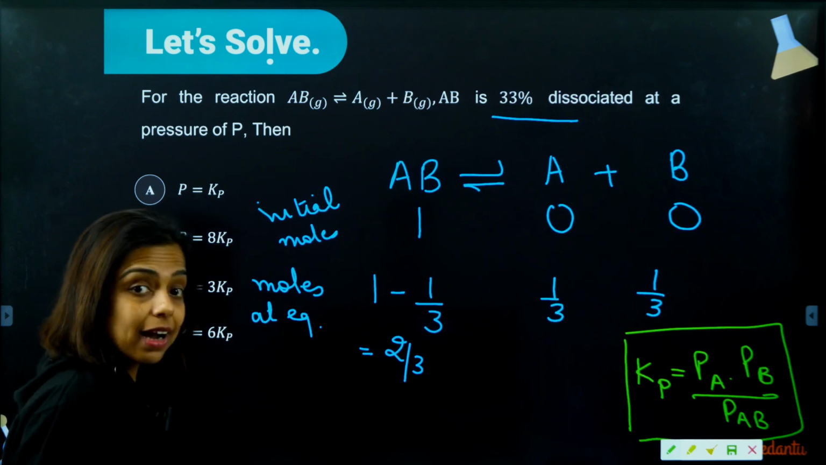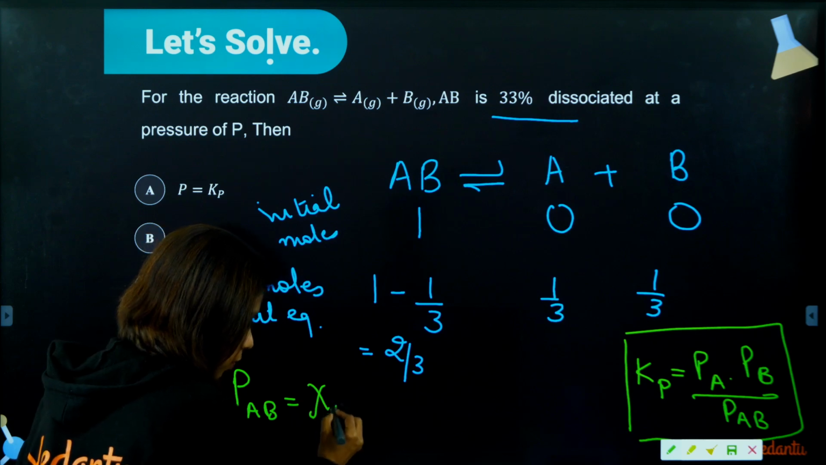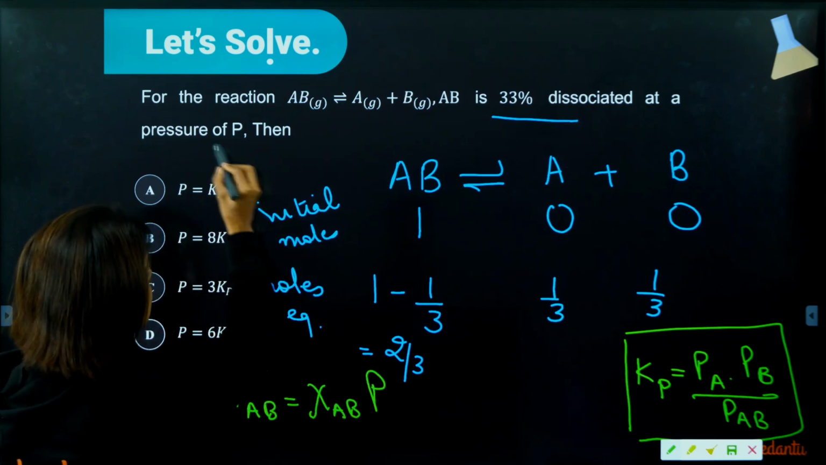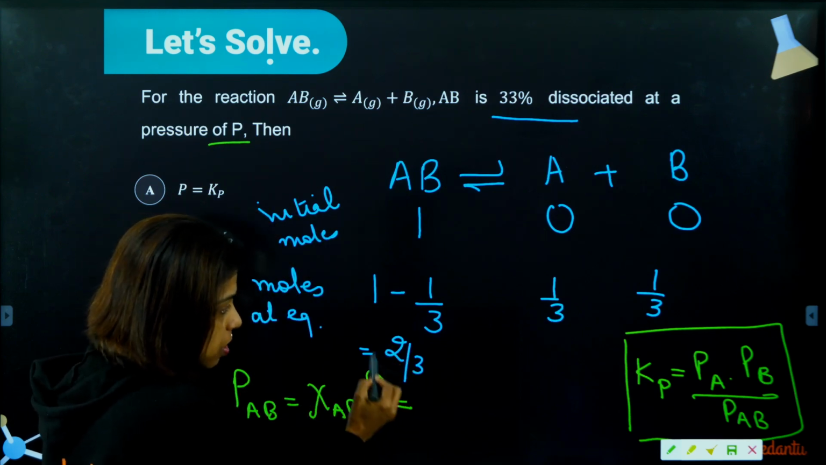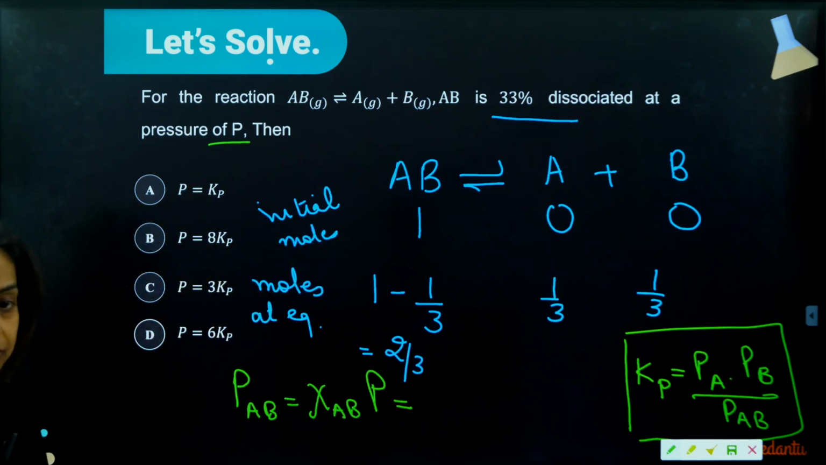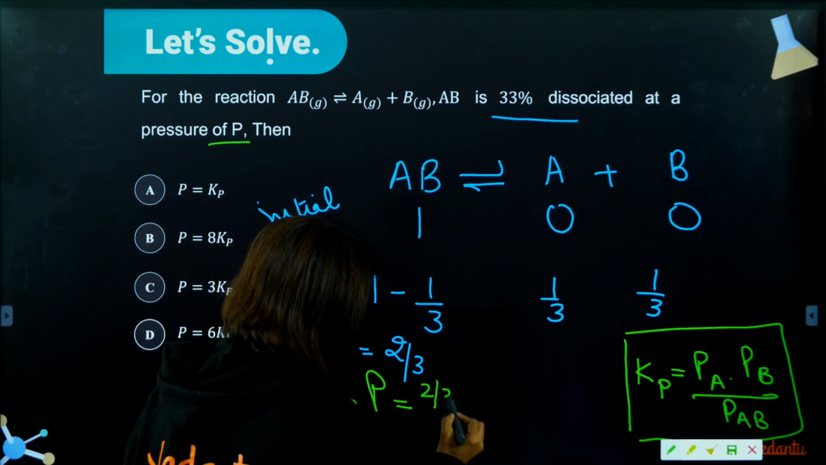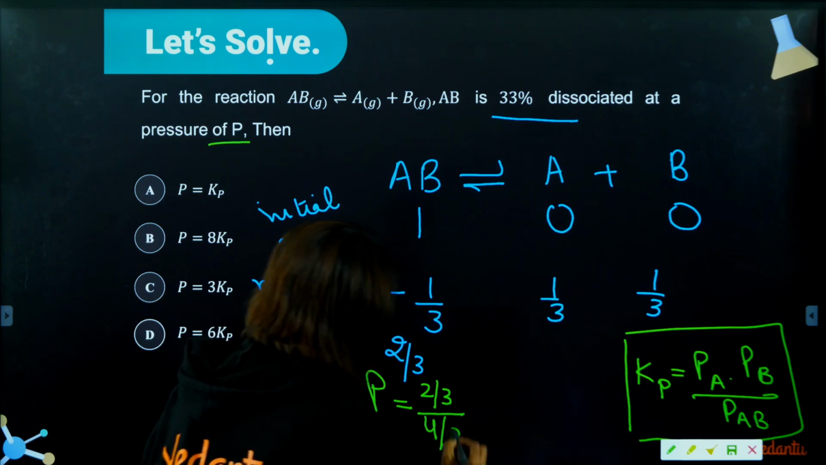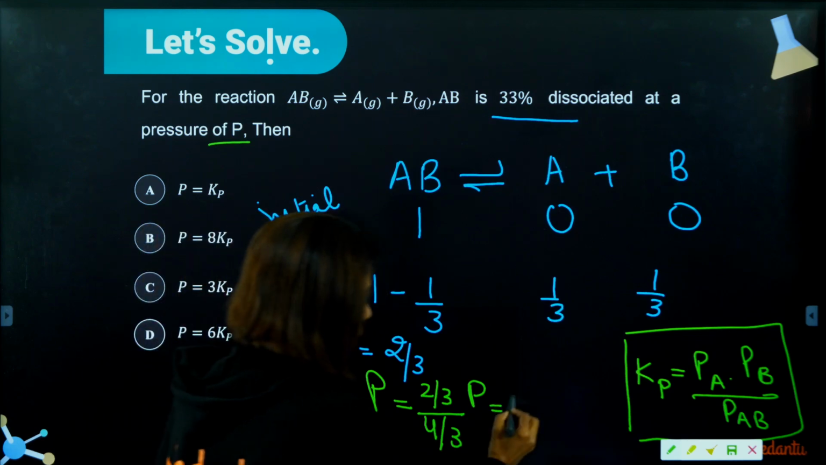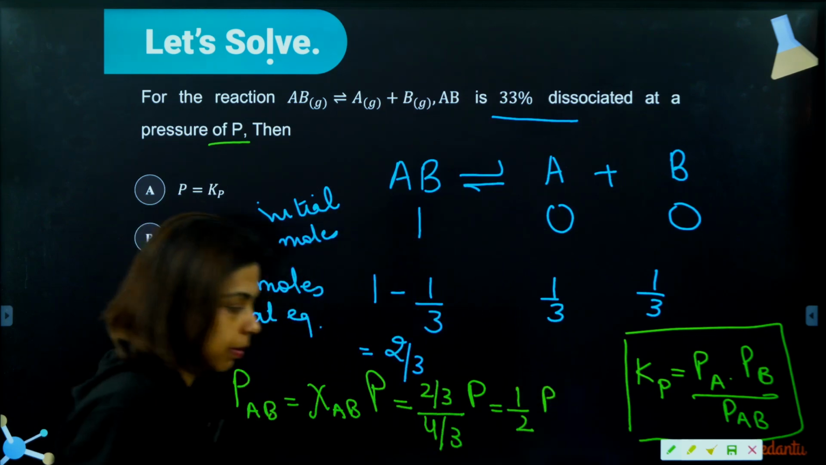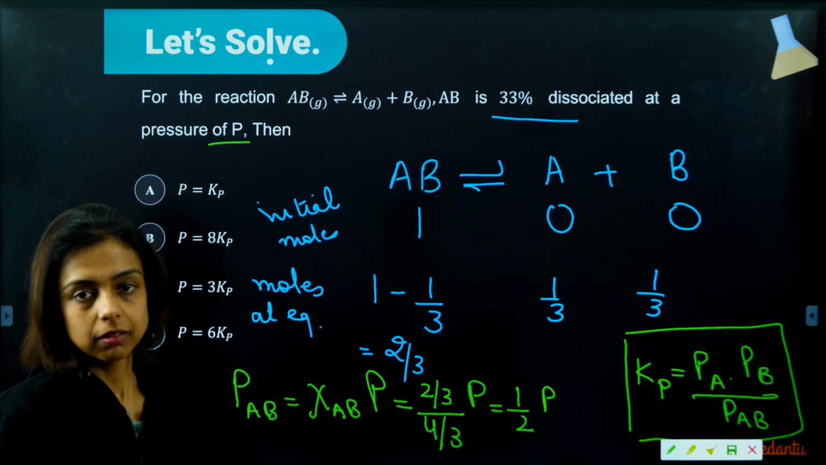So you know by Dalton's law, the partial pressure of AB at equilibrium is the mole fraction of AB into P total, that is P, right? So mole fraction of AB is the moles of AB divided by the total moles. So moles of AB is 2 by 3. Total moles at equilibrium is 4 by 3, you add 2 by 3 plus 1 by 3 plus 1 by 3, into P, right? That means at equilibrium, the partial pressure of AB is 1 by 2 P.